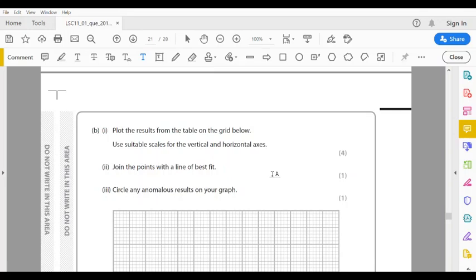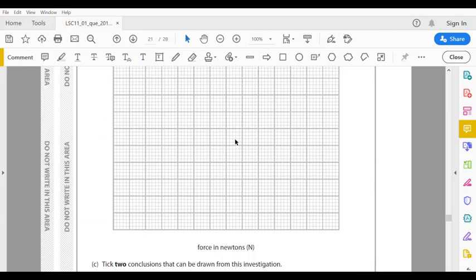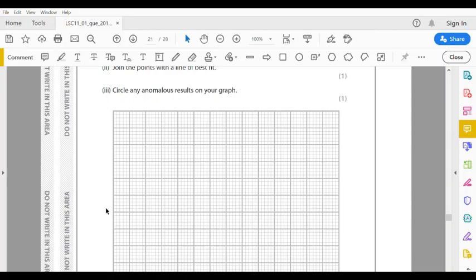Next one, plot the results of the table on the grid below. Use a suitable scale for the vertical and horizontal axes. So let's see how to plot the points. Force on this axis and the extension on this axis. So I'll write it here.